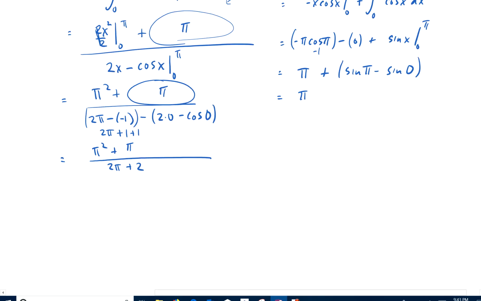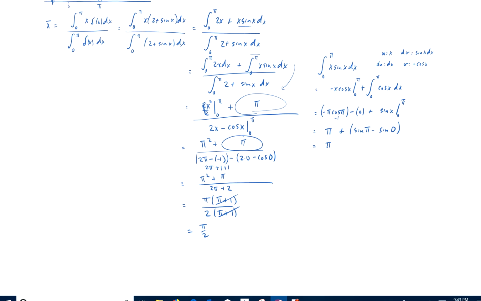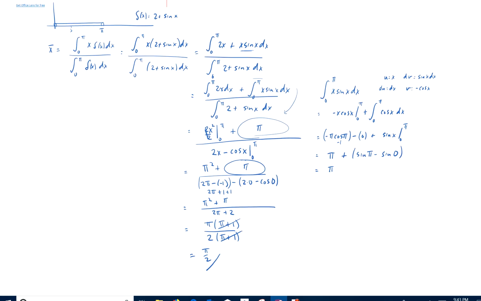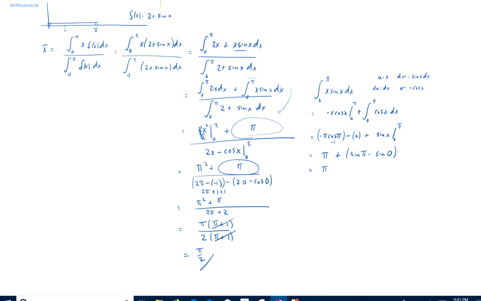So back down here to my answer, if I factor out a pi on the top, I get pi plus 1. If I factor out a 2 on the bottom, I get pi plus 1. So those cancel, so I end up with pi over 2. Wow, that's a lot of work for this problem. And that gives me the center of mass for this rod. It kind of makes sense that it would be in the middle because this is periodic, and pi is half a period, so there's a lot of symmetry and things like that. Alright, there you go.